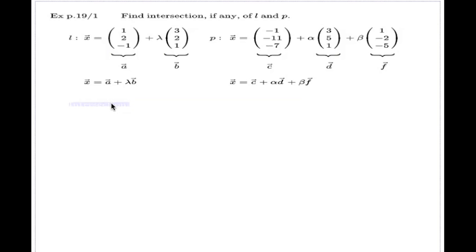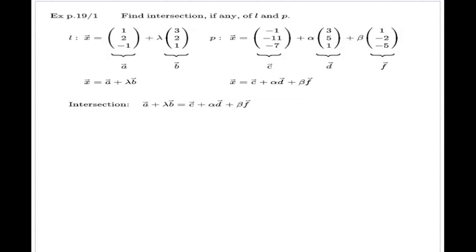So again, the first step is our interpretation of the geometric condition of intersecting in terms of algebraic things. And this test of intersection in algebraic terms means that one right-hand side must be equal to the other right-hand side with some choice of the parameters lambda, alpha, and beta. So the right-hand side of the line equation must be equal to the right-hand side of the plane equation.